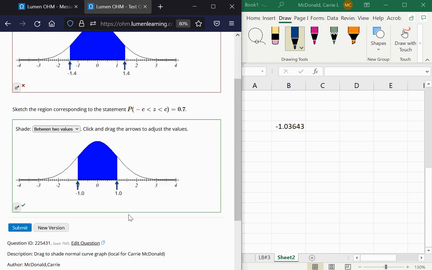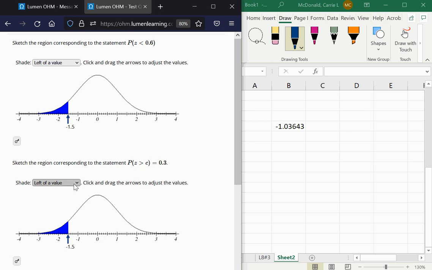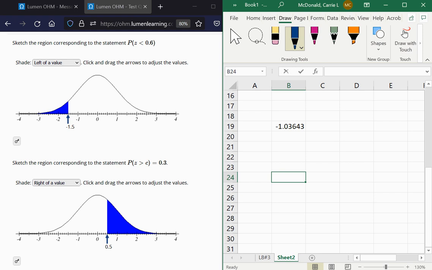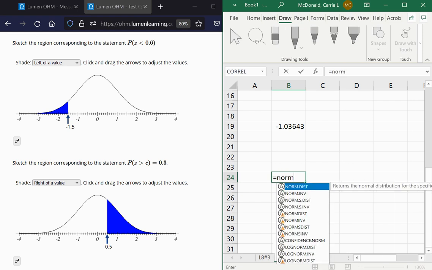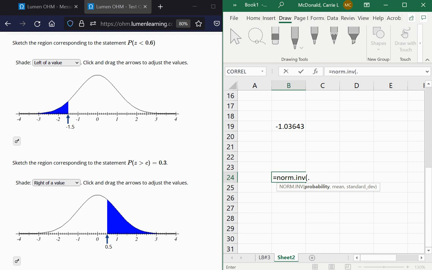Okay, and it can get pretty quick the more times you do it. Here we have a right area. The area is 0.3, which is less than half. So I know I have a positive z-score somewhere over here. So if this side is 0.3, this side is 0.7. And I don't have to split it in half because there's only one side I'm looking for here. So norm.inverse on 0.7 with a mean of 0 and a standard deviation of 1. So that's about where it should be, 0.5. You round this to 1 decimal place.